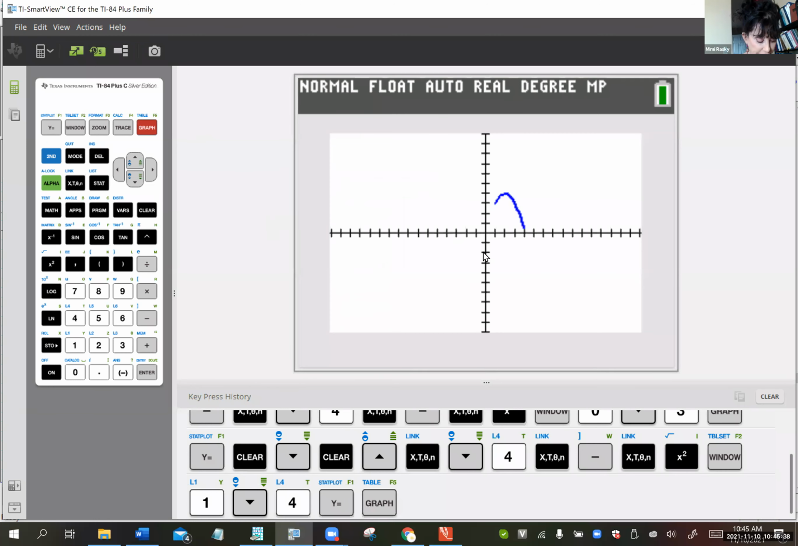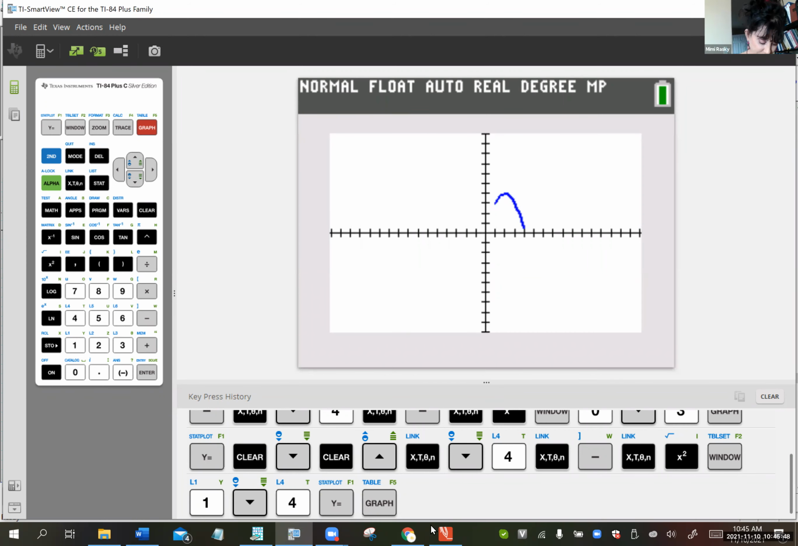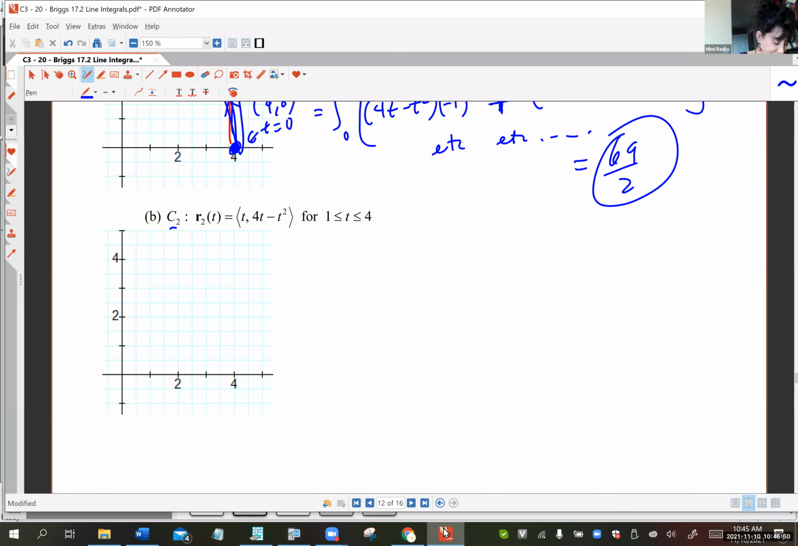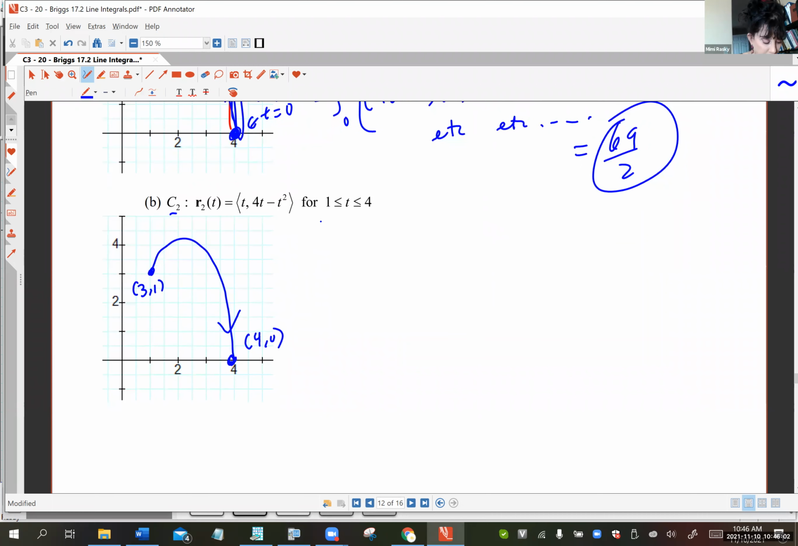Okay, I'm going to hit graph. Whoa, it went pretty quick. It's kind of hard to see, but I claim it went in the reverse direction. It's actually the same curve, but with the opposite orientation. It started here at (3,1), and then it went boom, and it ends over here at (4,0). Same curve, opposite orientation. No worries. Let's do r2 prime.